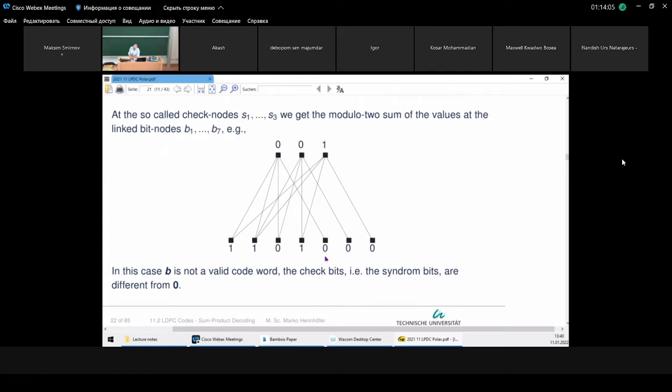Okay, so then we have one first example. If we have some already decided bit values here, ones and zeros, we can calculate these check nodes or syndrome bits, and we see a syndrome different from 0. This one here, the yellow one, cannot be a valid code word. Something's wrong here. And now the task is how to figure out what is wrong.